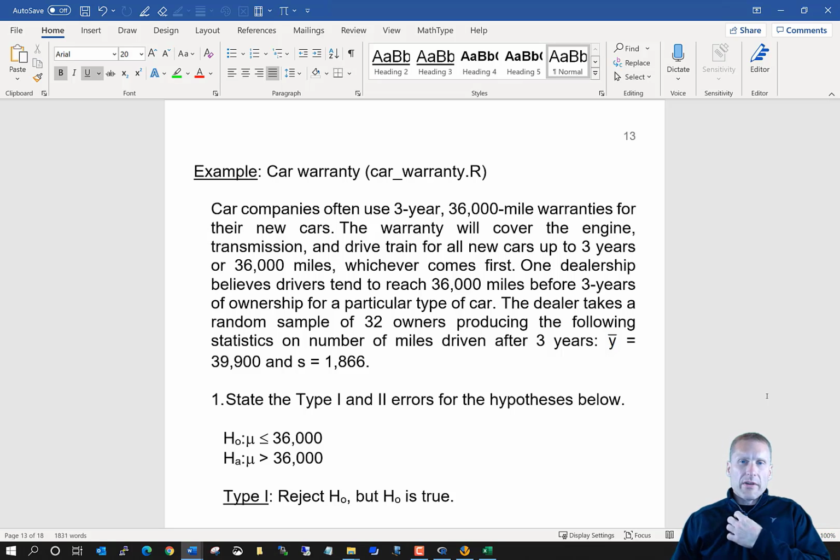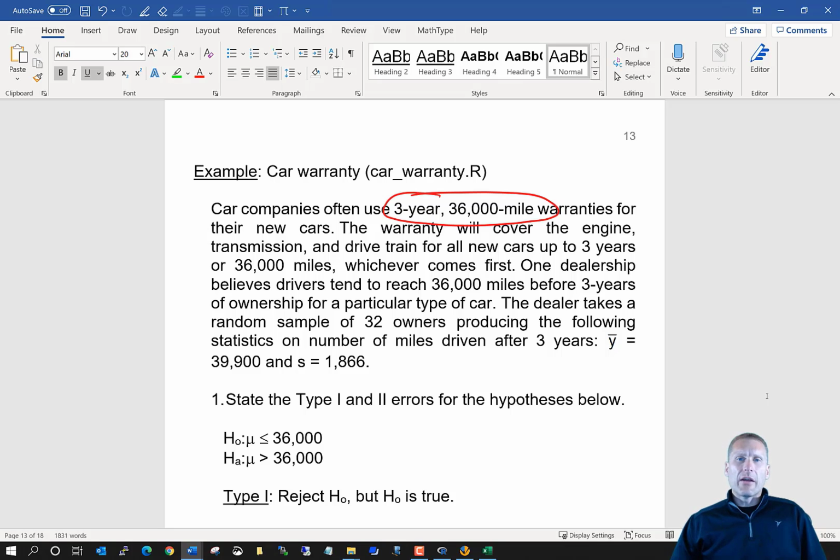We're going to deal with car warranties. So every new car that you get has some kind of warranty attached to it. Very frequently you hear something like a 3-year, 36,000-mile warranty, which basically means whichever comes first, either 3 years or 36,000 miles, that's when your warranty ends. And one dealership believes drivers tend to reach the 36,000 miles before 3 years of ownership for a particular type of car. And they are basically using this as their research hypothesis.